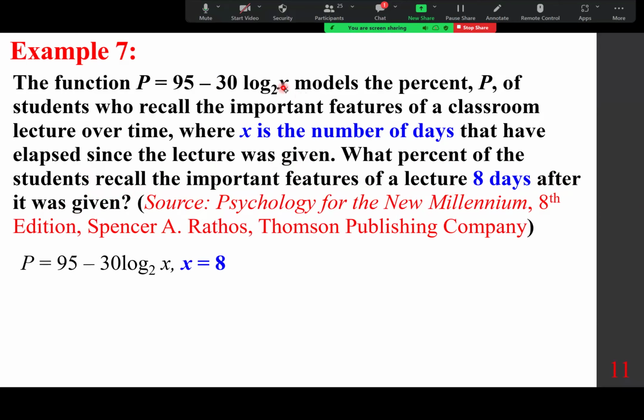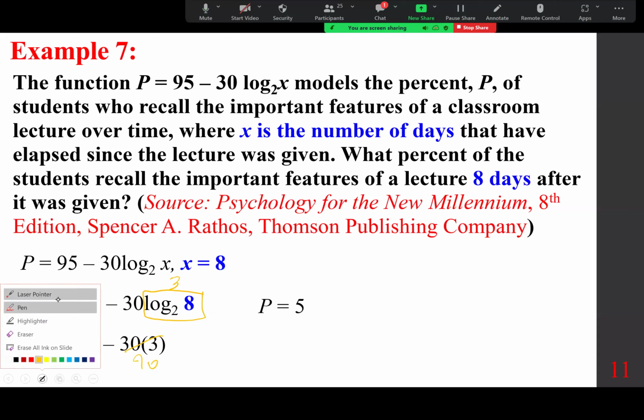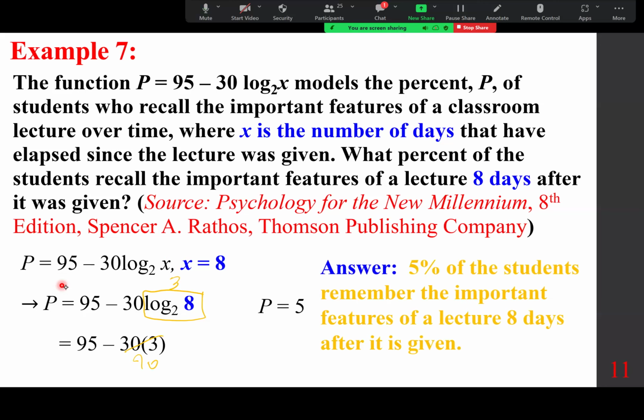Plug in 8, that's all. Now, I hope you know by now that log 8 base 2 is 3, right? Because 2 cubed is 8. So you plug in. This is 90, and you get 5. What does it mean? Only 5% of the students remember the important features of a lecture 8 days after it's given. Of course, if we study, that won't be the case.